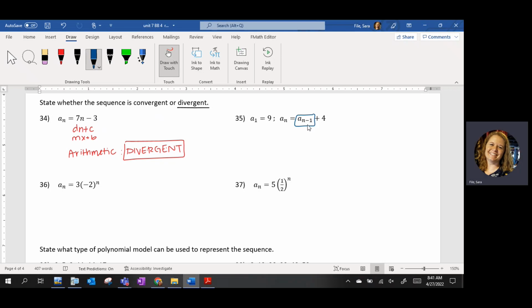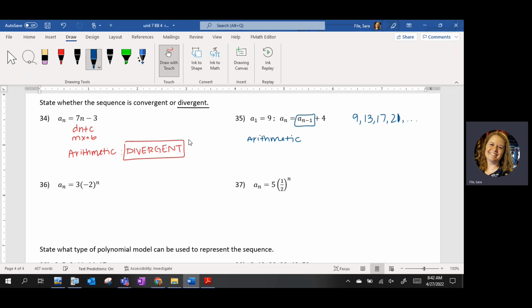Y'all see that? And if you don't recognize it, actually write the sequence. Say, okay, well, they told me it starts with 9. And then that would be the previous term plus 4, plus 4, plus 4. That's supposed to be a 1. I kind of curved it. Etc. This is obviously going up forever to infinity, right? Because it's arithmetic. It's linear. So this one is also arithmetic.